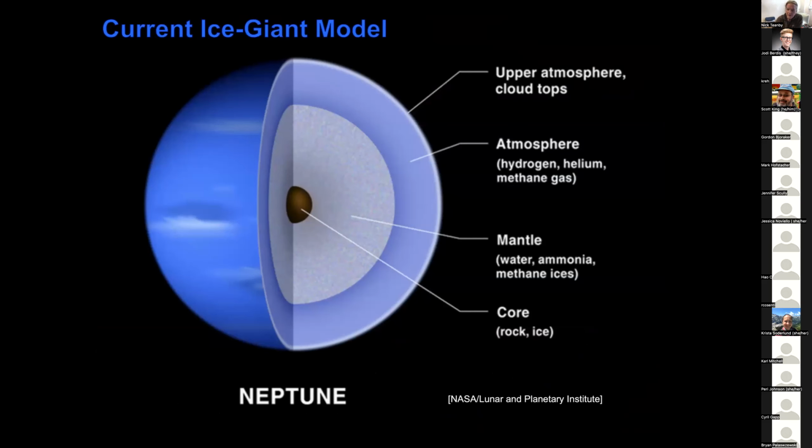So this is a very basic summary of the current model of Neptune's interior. Currently the favored model is an ice giant, where you've got an upper atmosphere with hydrogen, helium, methane and so on. You've got a mantle of mostly water ice and methane ice and ammonia. It's quite big. And then you've got a small rocky core made of silicates and things like that. So that's the current ice giant model.